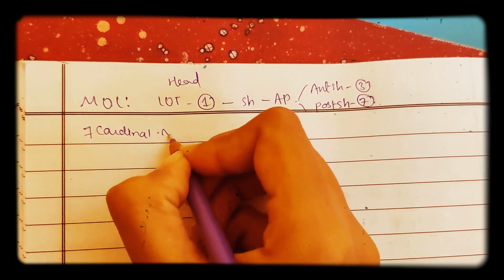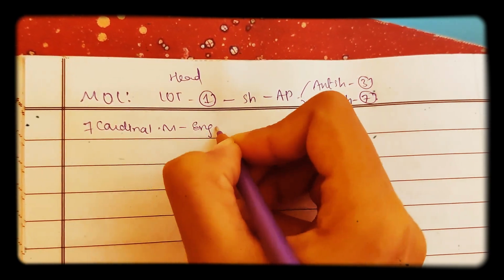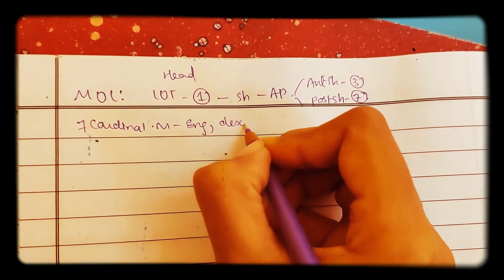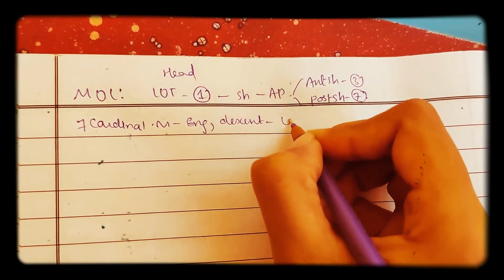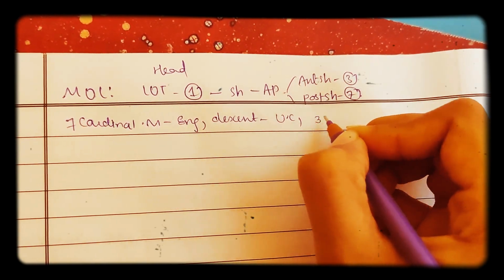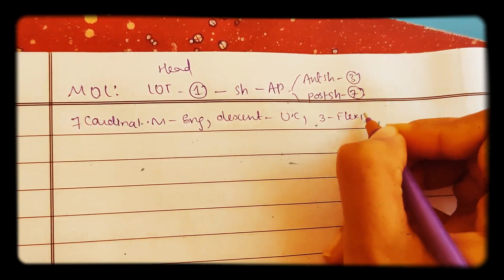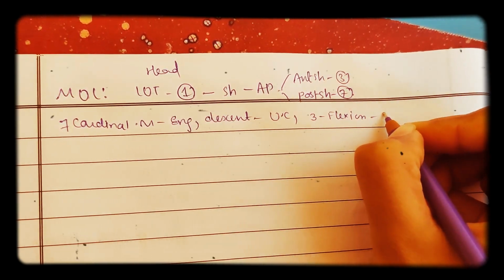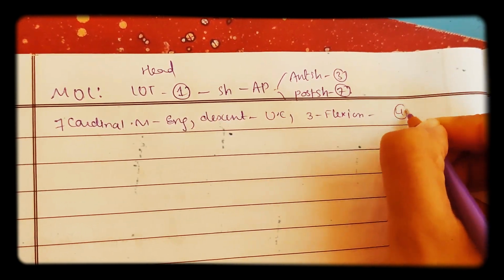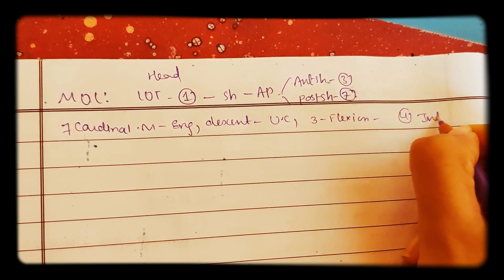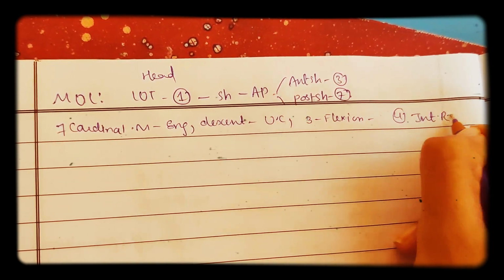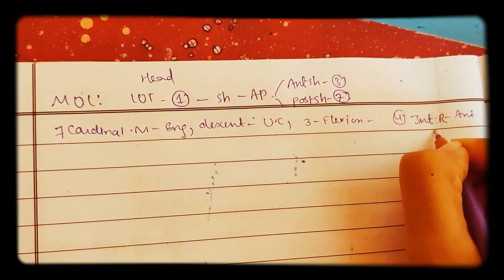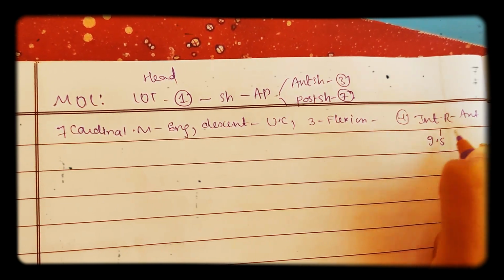Coming to the 7 cardinal movements. The first movement is engagement, the second movement is descent of head, and the most important factor for descent is uterine contractions. The third one is flexion. Flexion occurs simultaneously with descent, and the fourth one is internal rotation. Internal rotation is also in anterior direction, and it occurs at the level of ischial spines.